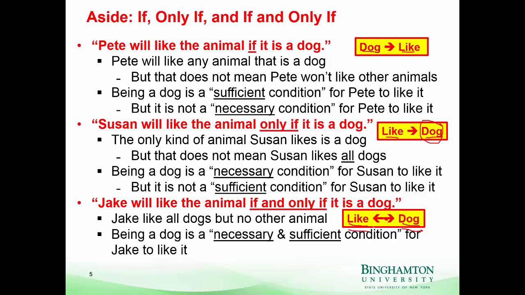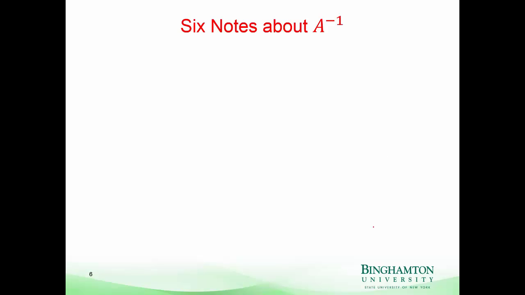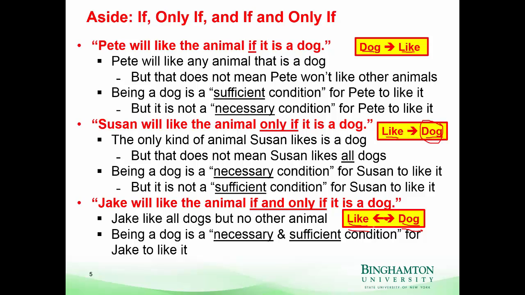It's necessary because if it's not a dog, he ain't going to like it. And it's sufficient because if he likes it, it's a dog. Okay? And if it's a dog, he's going to like it. So a sufficient condition each way. Yeah, I said that wrong the first time. The necessary part is: if he likes it, it's going to be a dog. It's necessary for it to be a dog for him to like it. Sufficient is it's a dog. Therefore, he's going to like it because being a dog is sufficient for him to like it. So that's an important concept, and we'll be throwing those things around.